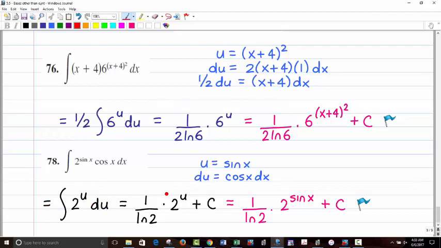So you just follow the formula. It's going to be 1 over ln of your base 2, so it's 1 over ln of 2 times 2 to the u plus c. And then replace u with sine of x. So your final answer is 1 over ln of 2 times 2 to the sine x. Or you could write it as one thing if you wanted to: 2 to the sine of x over ln of 2, plus c.